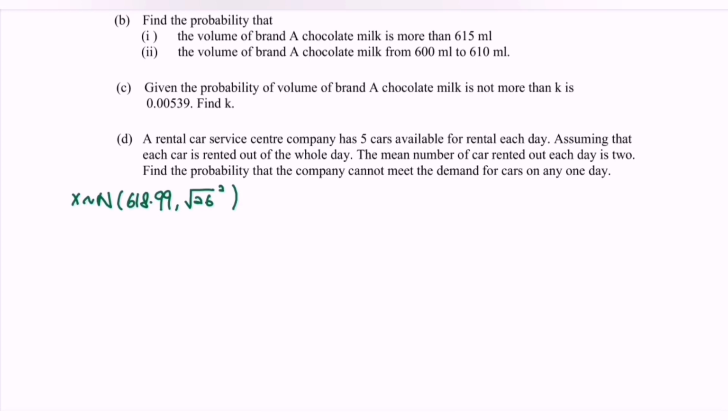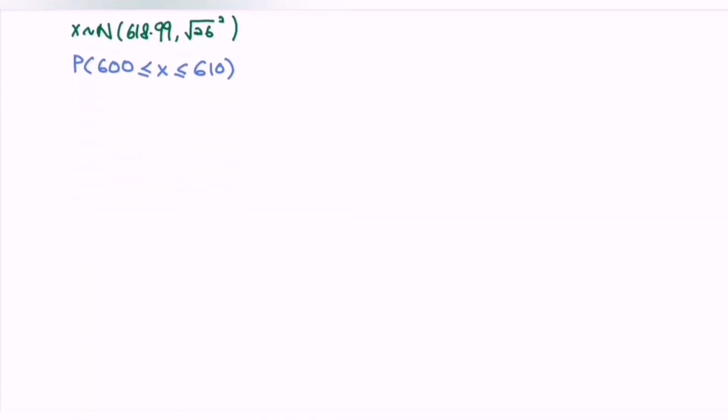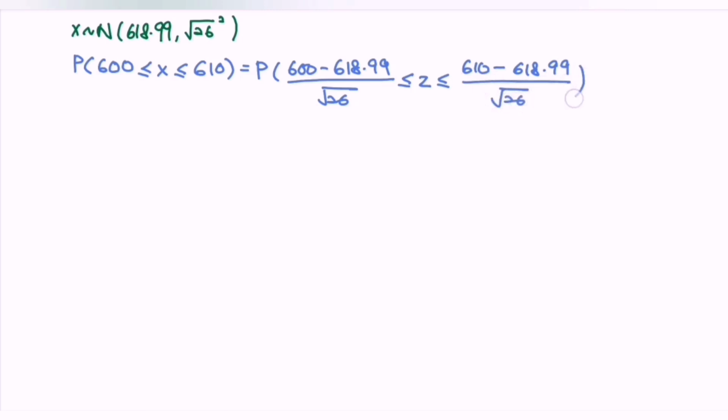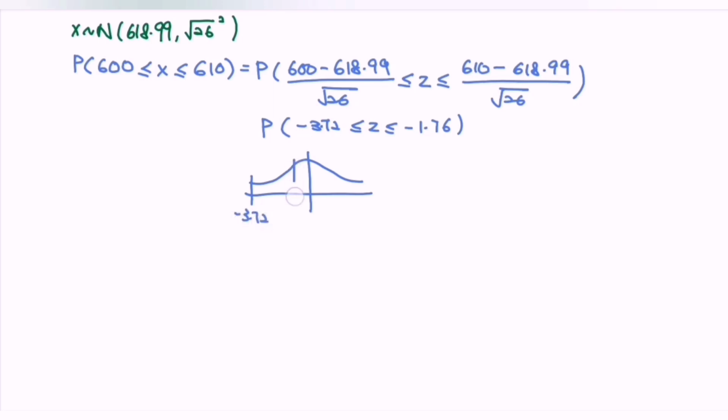Kindly refer to B2. The volume of brand A chocolate milk from 600 to 610. So where we have the question, 600 to 610. First, standardize the situation. So we have (600 minus 618.99) over the square root of 26, and (610 minus 618.99) over the square root of 26. So the probability will be from negative 3.72 until negative 1.76. Refer to the diagram, where we have negative 3.72 and negative 1.76. We have the negative, so here will be the region. Reflect the situation. So here will be the Z 1.76 and 3.72. So here will be the region.